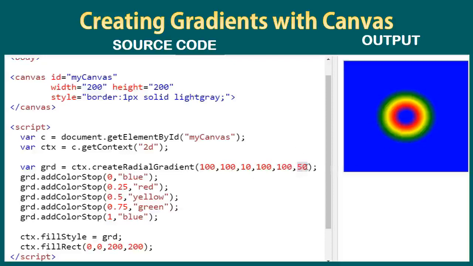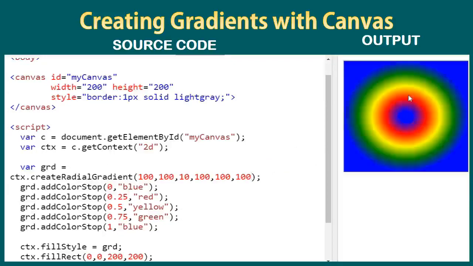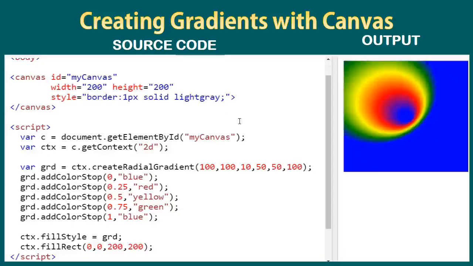Now you can adjust the radius or the center to create different types of gradients. For example, if I make this 100, I am going to get a circle or a gradient like this. Similarly, you can even change the center and see how the gradient looks. For example, this 100, 100, I am going to make it 50, 50. And now let us see how the gradient looks. Okay, it looks something like this. So this is how we create radial gradients.